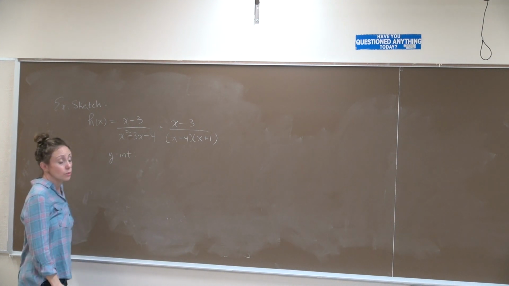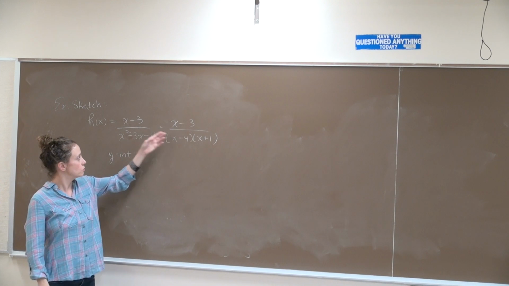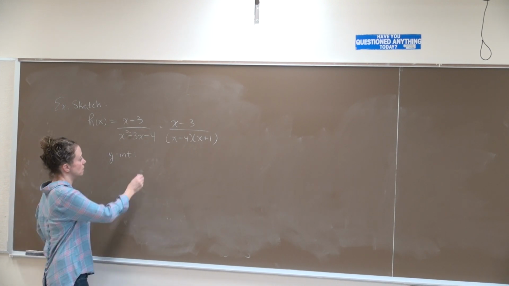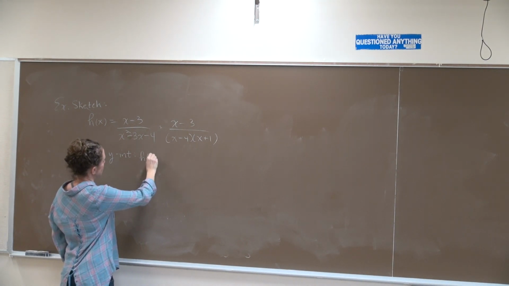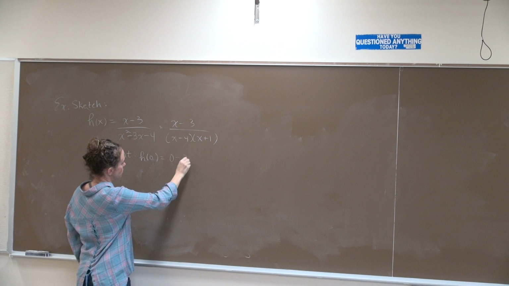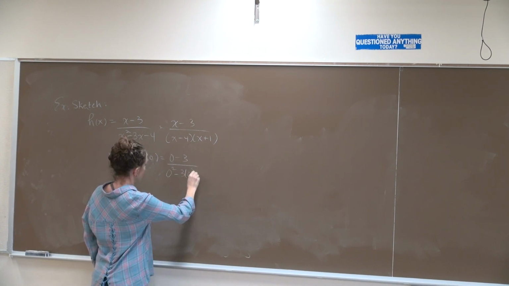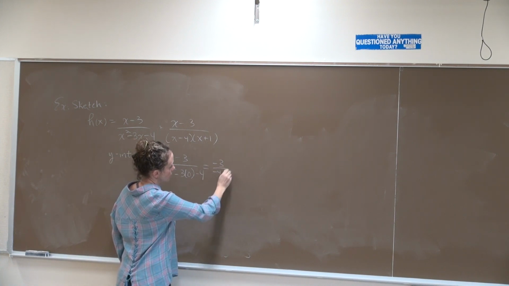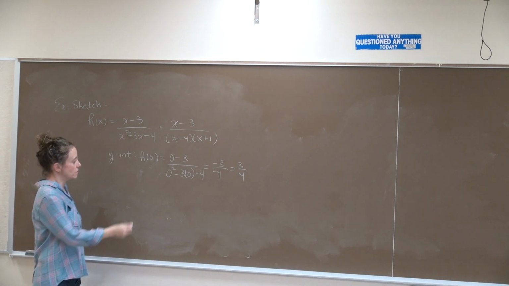Now the next thing that we want to do is find any y-intercepts. And the y-intercepts are what happens when we substitute 0 in for x, and you can substitute it into either the factored or the unfactored. It's easier to do it in terms of the unfactored. And we get the following. We get the y-intercept, h of 0 equals 0 minus 3 divided by 0 squared minus 3 times 0 minus 4, which ends up giving us negative 3 over negative 4, or 3/4. So we have a y-intercept at 3/4.